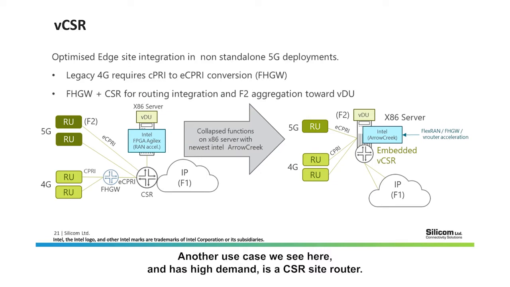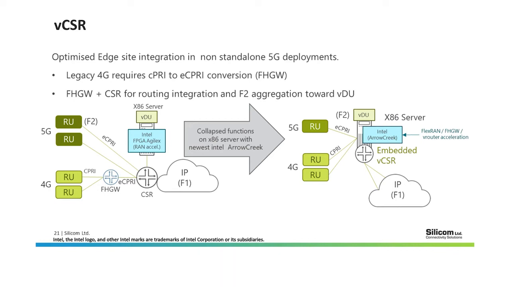Another use case we see as high demand is a cell site router. Using the N6011, we can take any COTS, commercial off-the-shelf server, and transform it into a virtual CSR or fronthaul gateway. This card provides an optimized edge site integration into standalone 5G deployments.